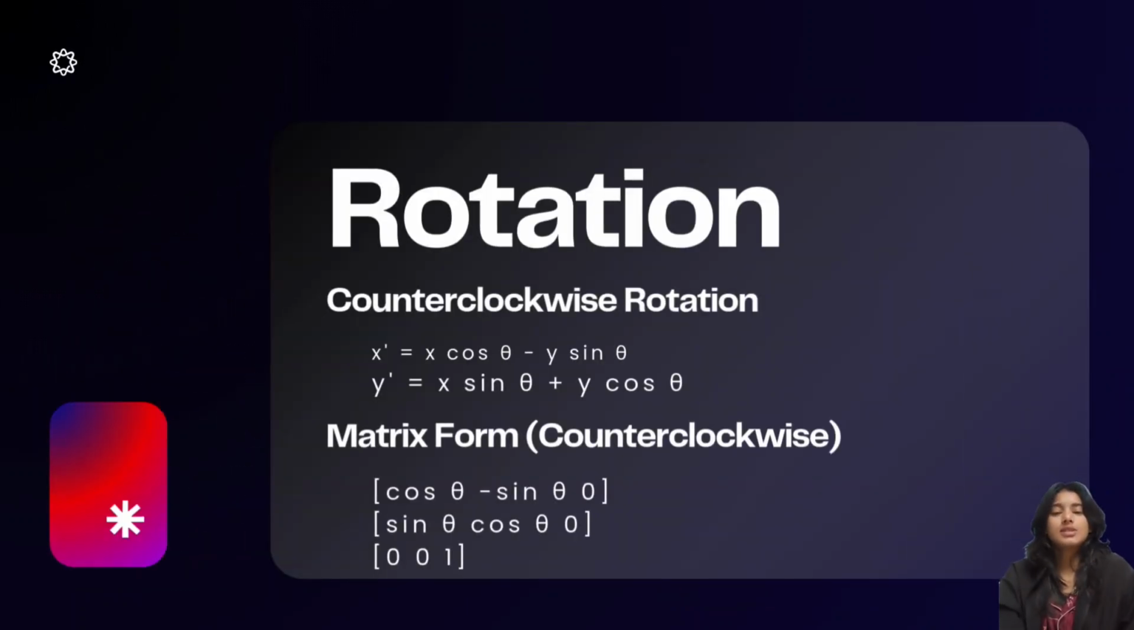We'll come to the next, which is rotation. Rotation is basically when we go from y-axis to x-axis and x-axis to y-axis. So we'll write in cos theta and sin theta form.